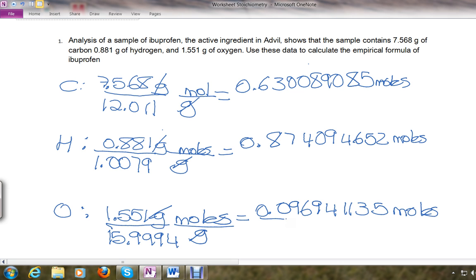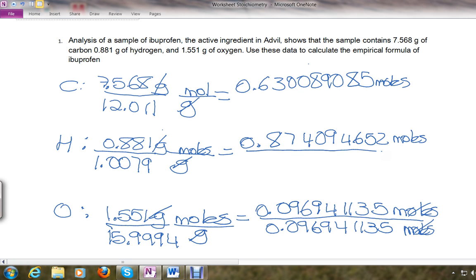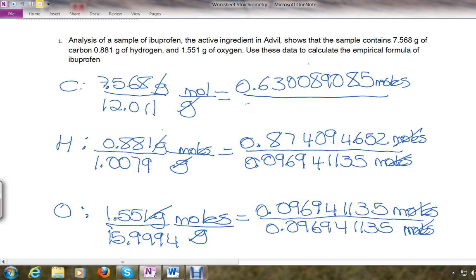Now we divide by the smallest one. That means that we will divide by 0.009694135 moles.